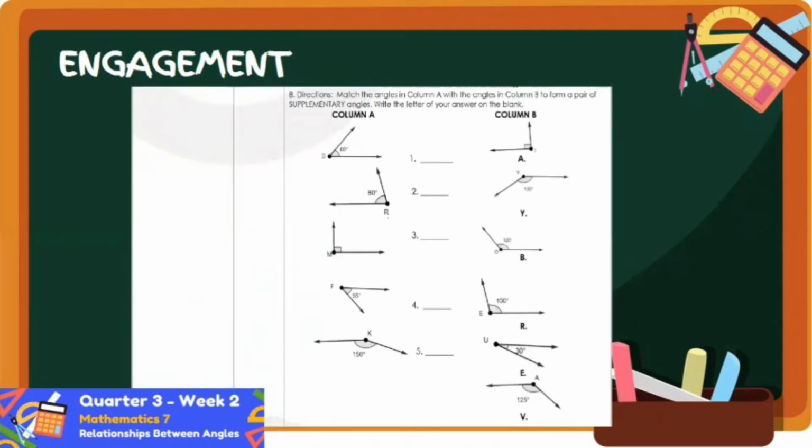Letter B. Match the angles in column A with the angles in column B to form a pair of supplementary angles. Write the letter of your answer on the blank. Again, let me help you in answering number 1. So we have here 60 degrees. What do you need to add to 60 to get 180 degrees, since supplementary angles have a sum of 180 degrees? Yes, very good. That is 120 degrees. And that is letter B.